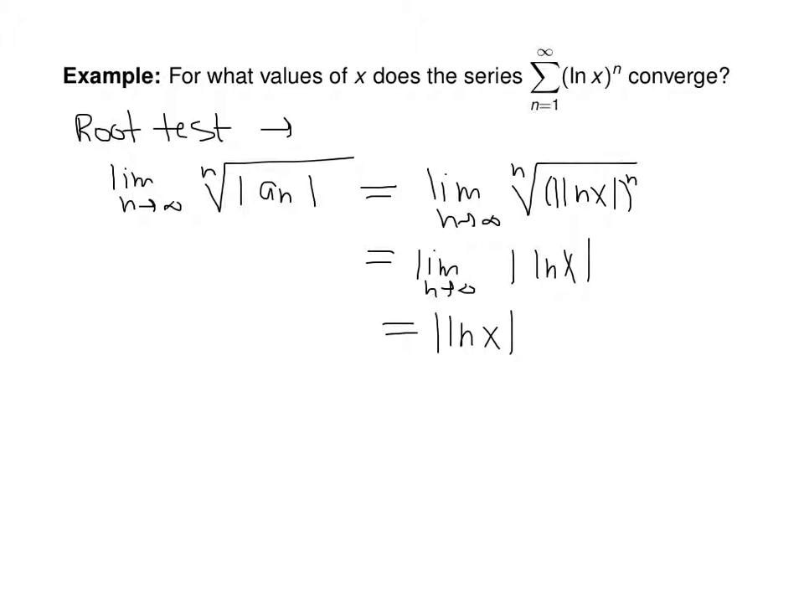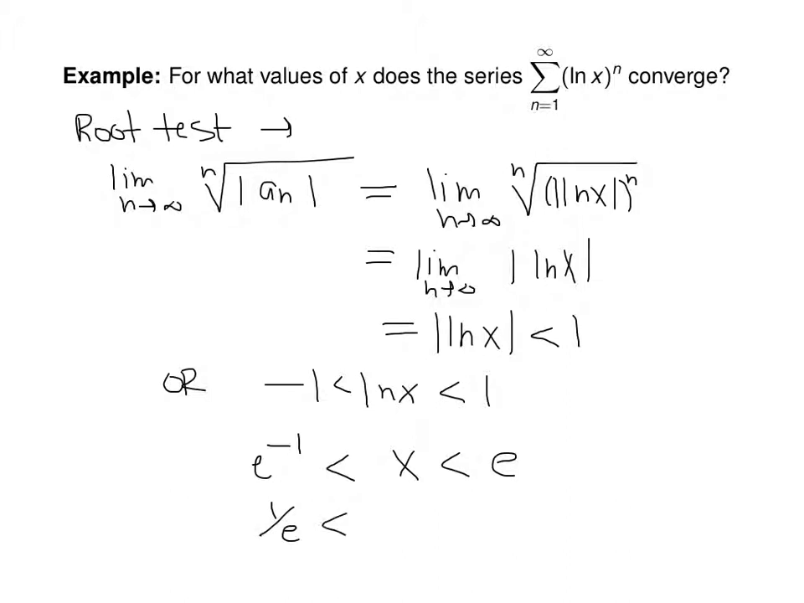We'll have convergence as long as this value is less than 1, which tells us that ln x must be between negative 1 and 1, or e to the negative first is less than x, which is less than e, where e to the negative first is 1 over e. So x is between 1 over e and e, and for those x's, this series will converge.